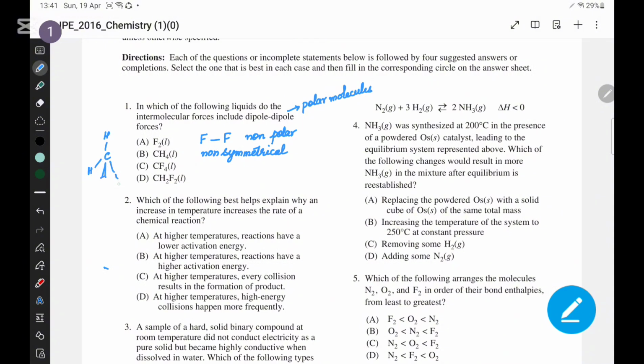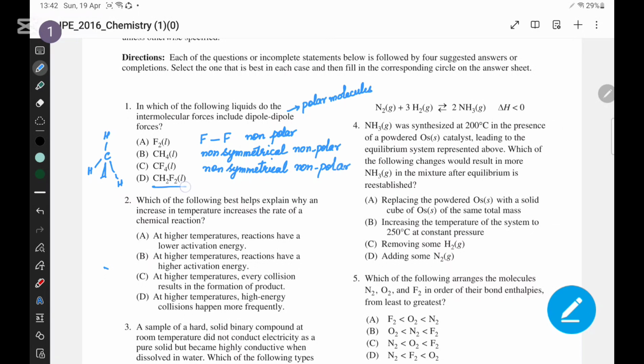Hydrogen. So you can see the surrounding atoms are the same, and it doesn't have a lone pair as well. So we can say CH4 is symmetrical, which makes it a non-polar molecule. CF4 in the same way is also symmetrical because the surrounding atoms are the same. So that is also going to be non-polar.